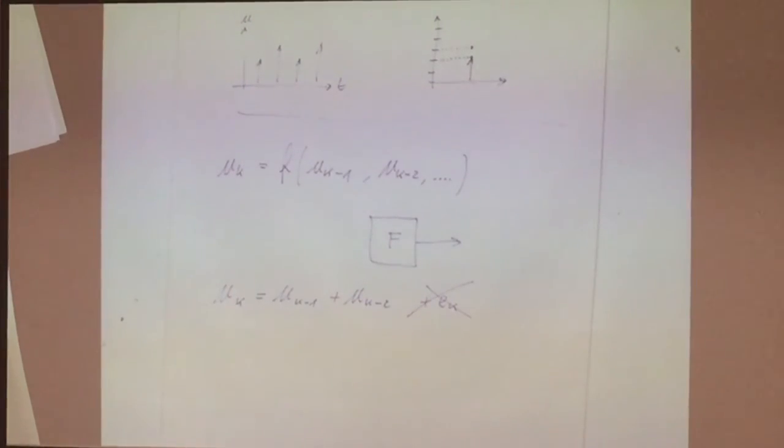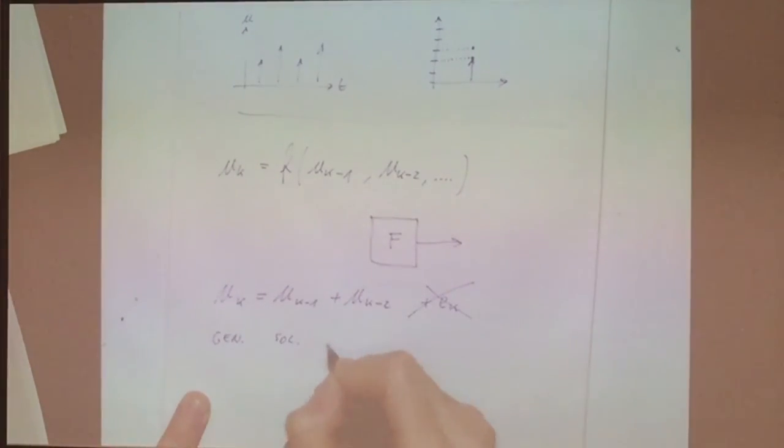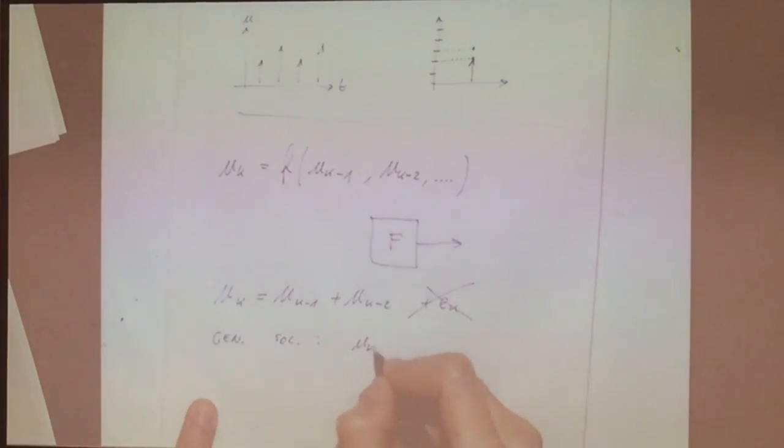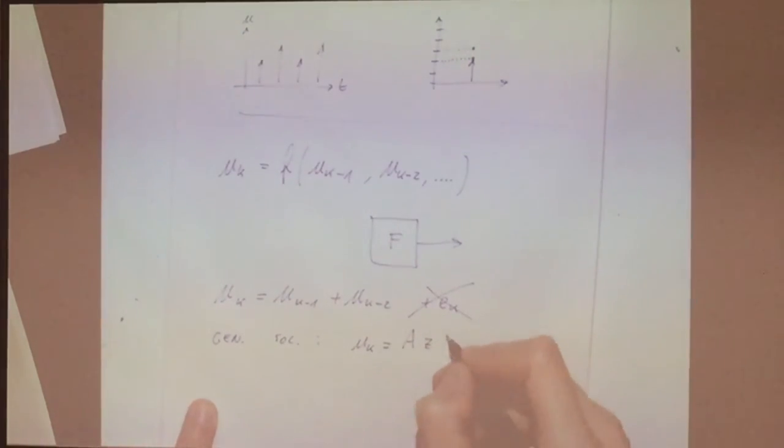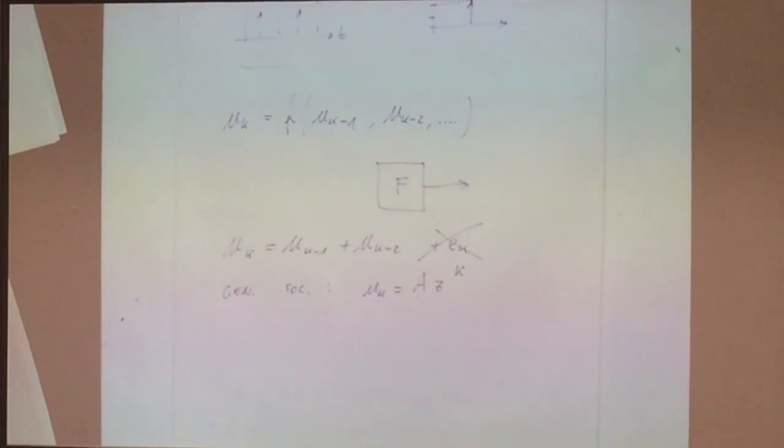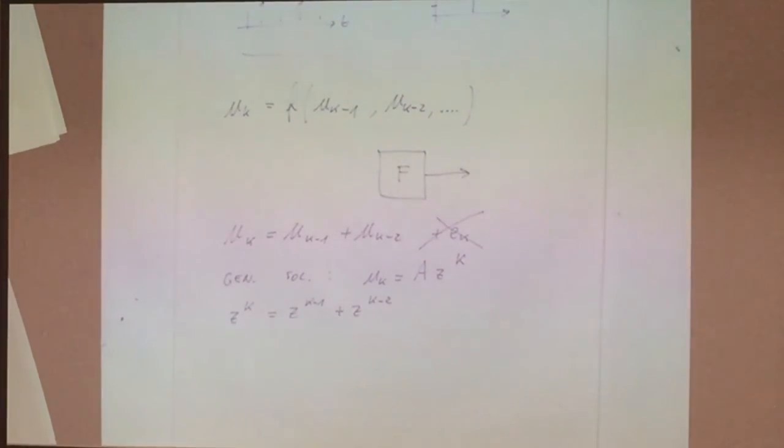How do you assess the intrinsic stability of this difference equation? You try to substitute the general solution. The general solution of this is u_k equal to A z to the power of k. If you do the substitution, what you get is a polynomial: z to the power of k is equal to z to the power of k minus 1 plus z to the power of k minus 2. This thing is called a characteristic equation.